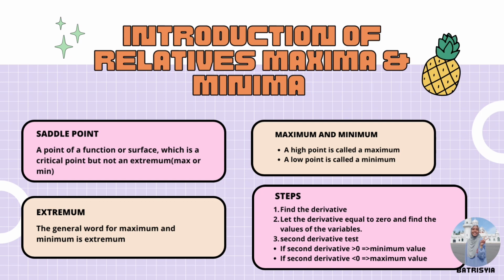There are several steps for you to do to solve questions about this topic. The first step is find the derivative. The second step is let the derivative equal to 0 and find the values of the variables. The third step is you have to do the second derivative test. If the second derivative is more than 0, then it is a minimum value. If the second derivative is less than 0, then it is a maximum value.